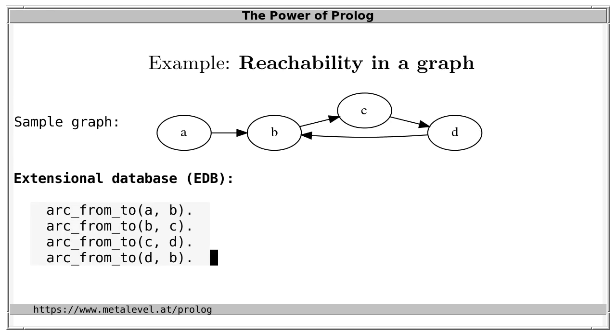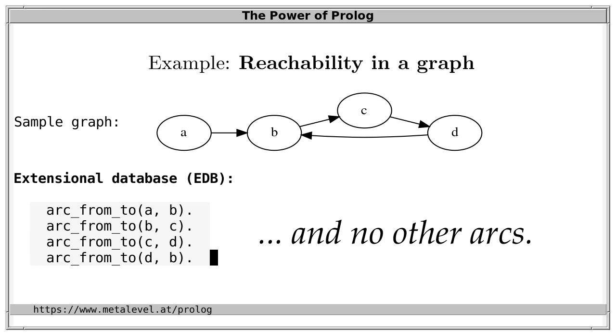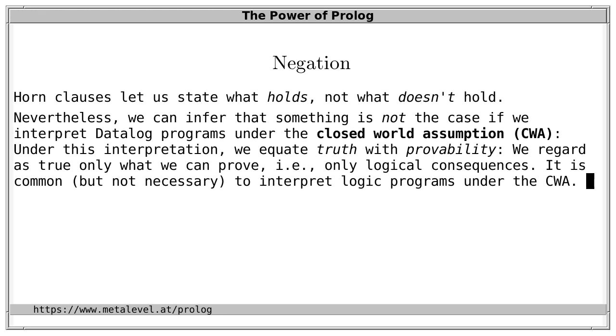For instance, if we consider our graph example from earlier, then what we meant here is there are these arcs in the graph and no other arcs. And if we ask Datalog, are there any other arcs, then we expect it to say no. And not, for example, that it doesn't know, or that there could be other arcs too. And the closed world assumption is a common, but not the only way to interpret logic programs. And we could use other interpretations too, if they make more sense for our use case.